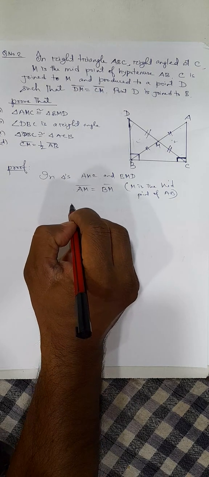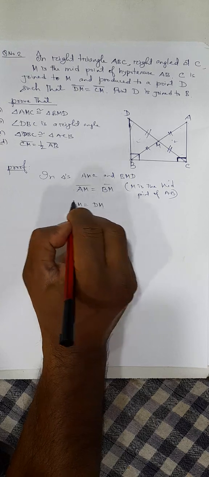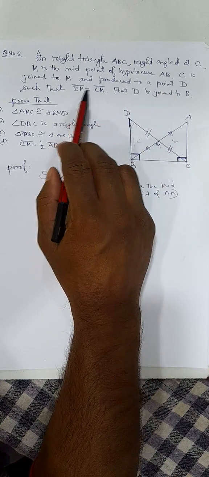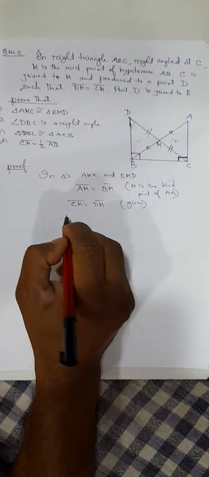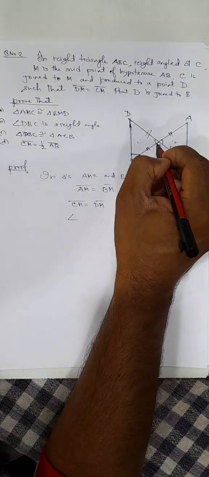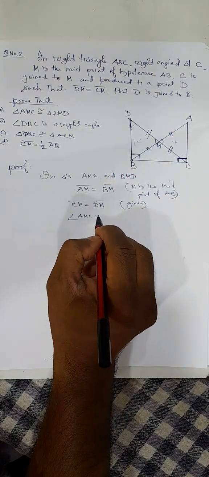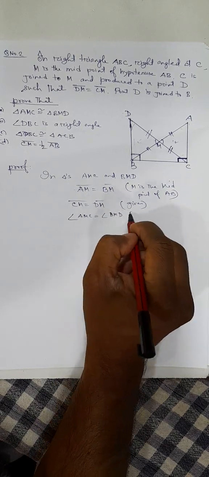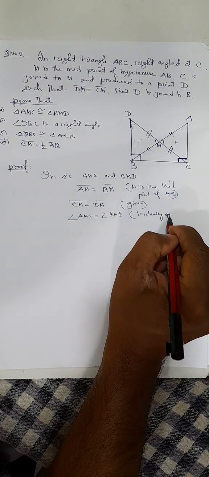Again, CM equal to DM. It is given that CM is joined to a point D, so that DM equal to CM. It is given. Then we find that this angle equal to this angle. Why? They are vertically opposite angles. Angle AMC equal to angle BMD. Vertically opposite. They are vertically opposite angles.